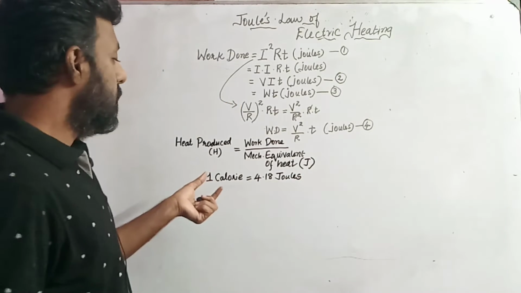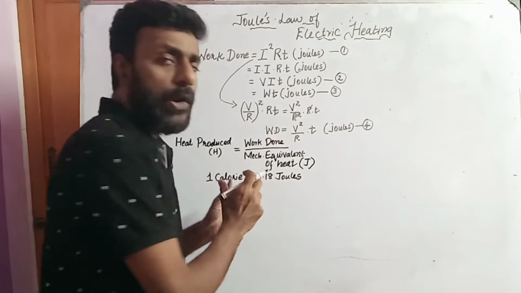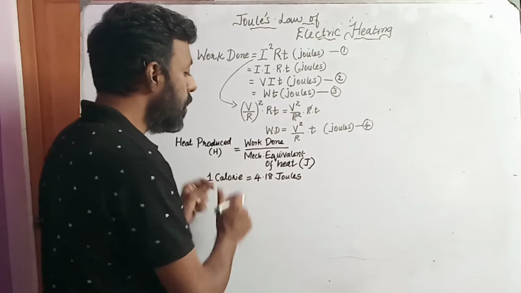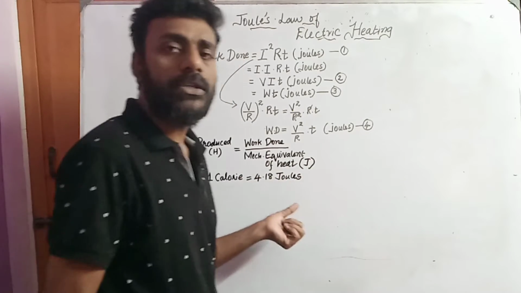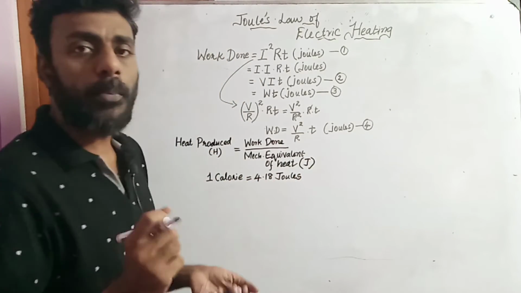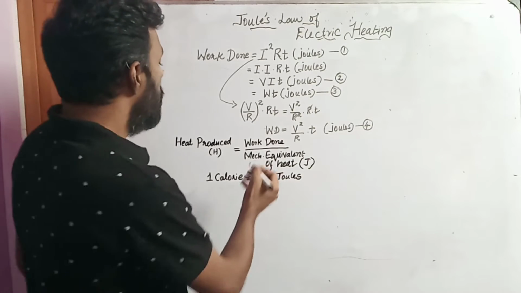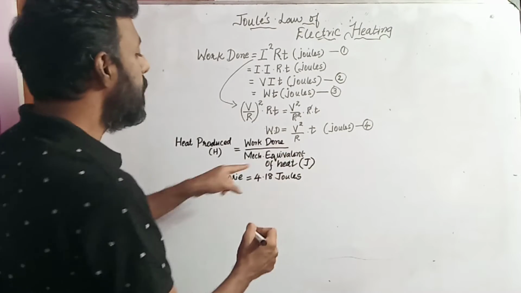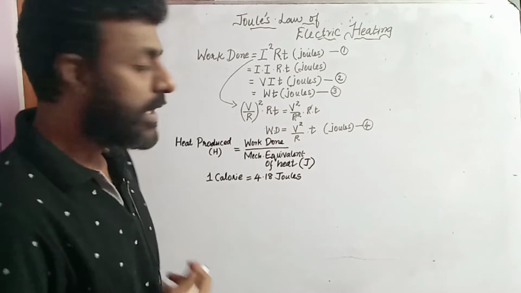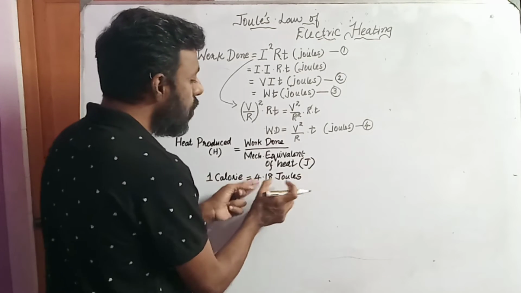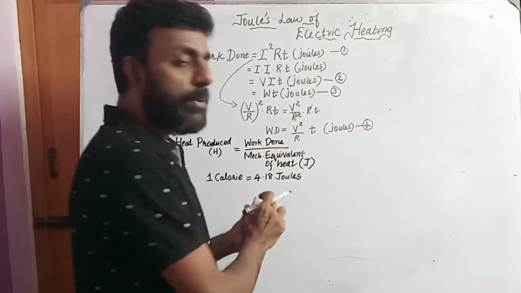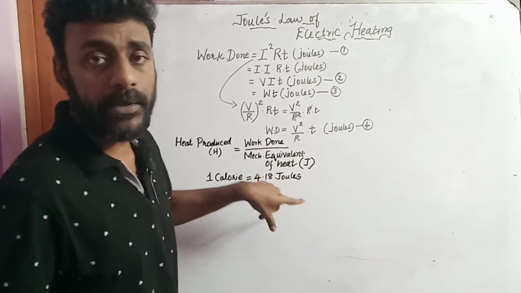So what does it mean? 1 calorie is the heat energy that has been produced, and for 1 calorie you have 4.18 joules of energy. That is the meaning of this: 1 calorie is equal to 4.18 joules. Similarly, what will be the mechanical equivalent of heat? J will be nothing but work done divided by the heat produced. So this expression says 4.18 joules per calorie. Joules per calorie means for 1 calorie you have 4.18 joules.